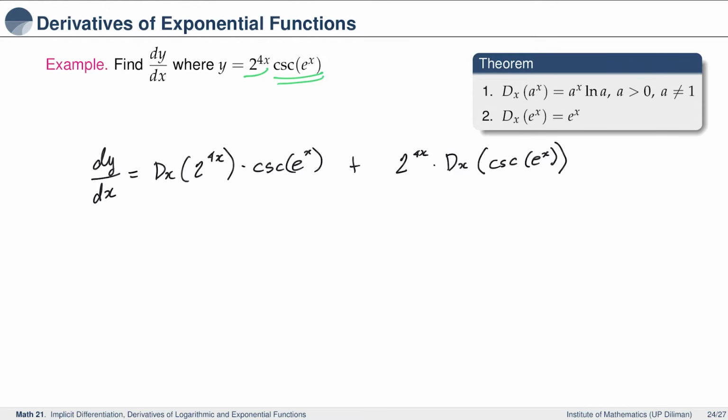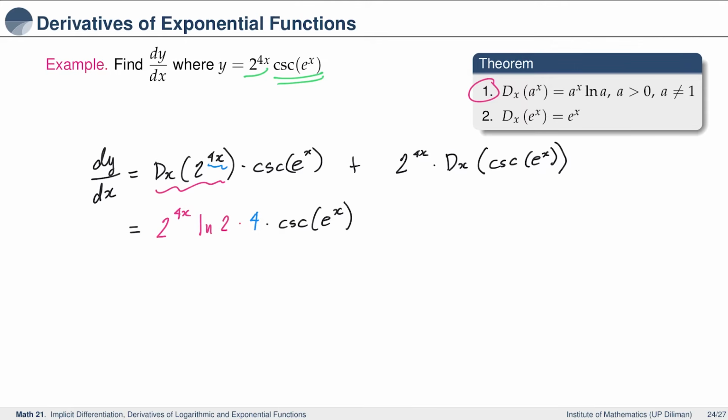If we evaluate the derivatives here, in the first term, for the derivative of 2 to the 4x, we make use of the first formula and the chain rule, where the inner function is 4x. So we get 2 to the 4x times ln 2, and then we multiply that with the derivative of the inner function, 4x, which is 4. So that gives 4 times cosecant of e to the x.